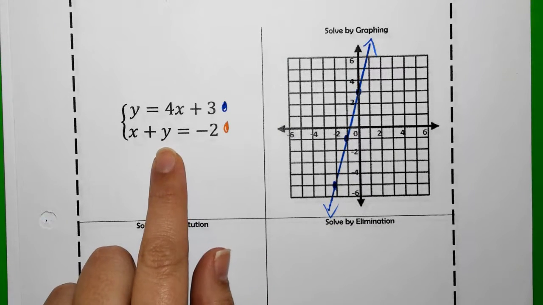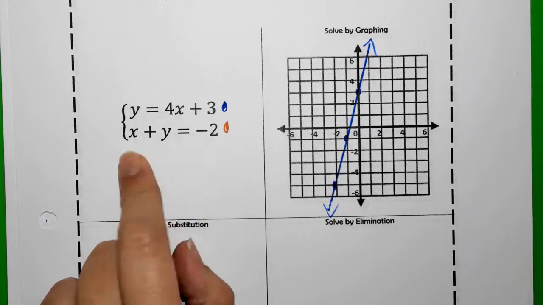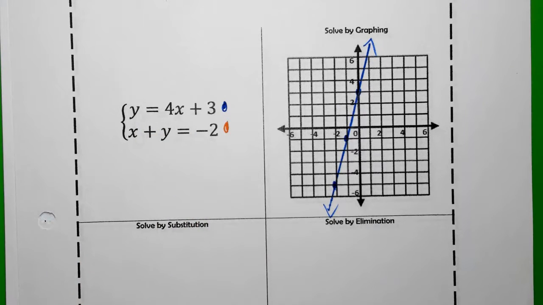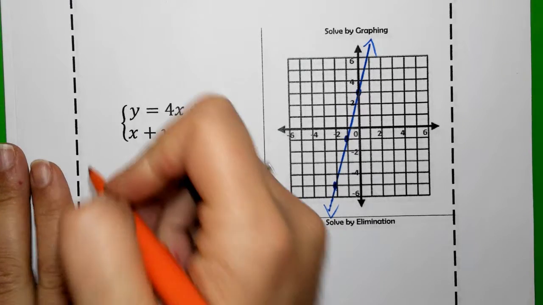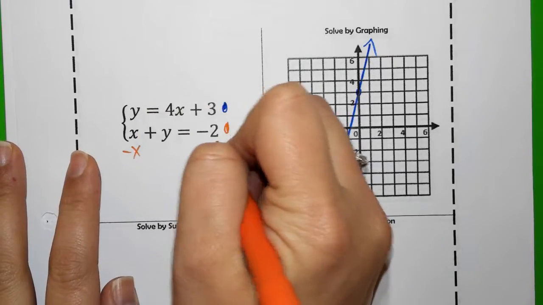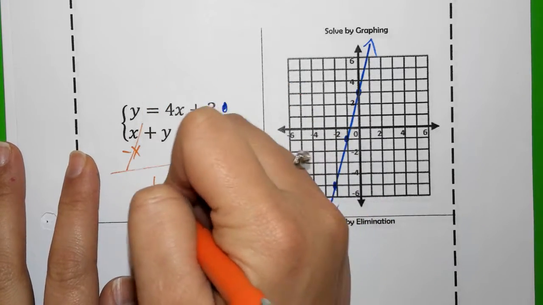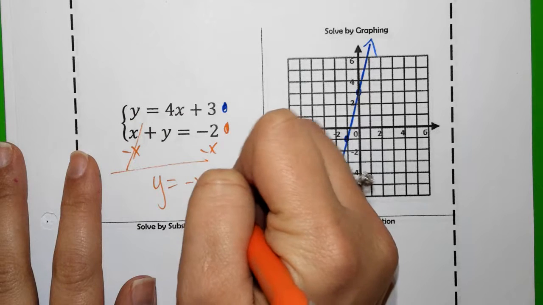Alright, now this guy is not in slope-intercept form, so how would we solve this guy for y? Subtract x on both sides. And our equation would be y equals negative x minus 2.